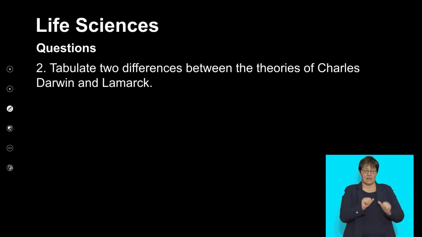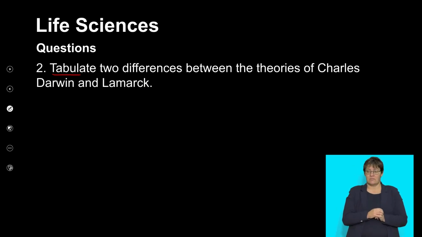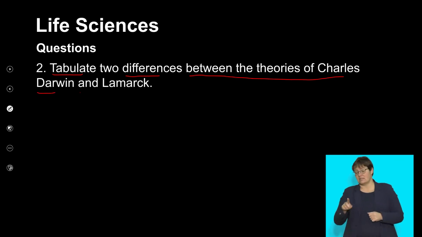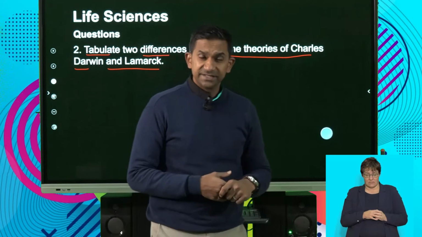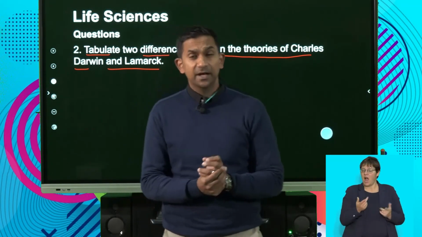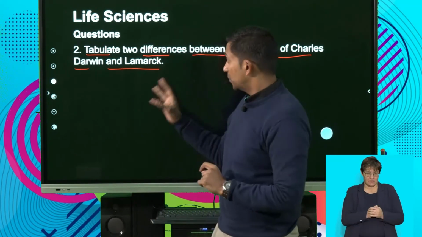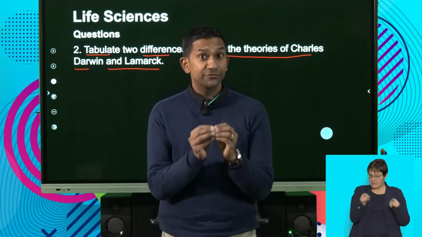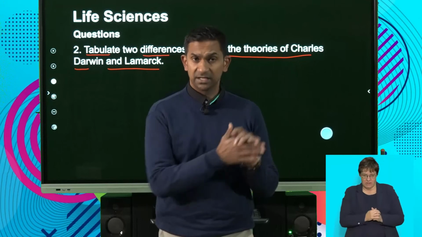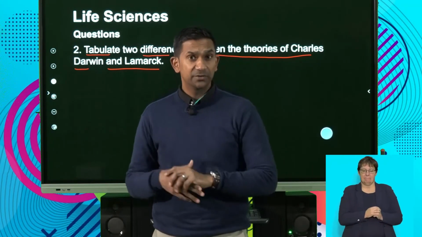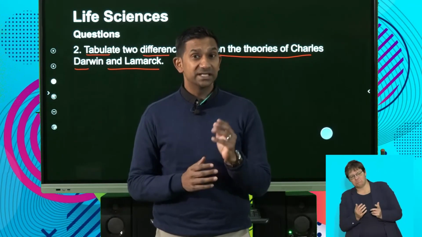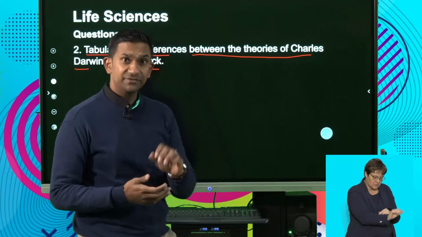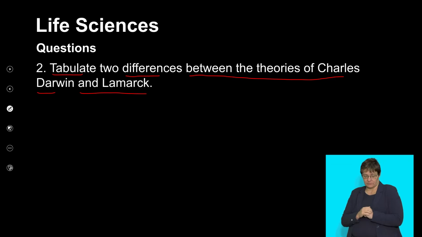The next question, let's look at that. Tabulate two differences between the theories of Charles Darwin and Lamarck. Guys, this is a favorite question that often comes up. It is a question that often challenges your ability to differentiate the theories that Lamarck and Darwin put forward. So it's an important question that you must practice and make sure that you have the notes for this type of question. Let's read that.